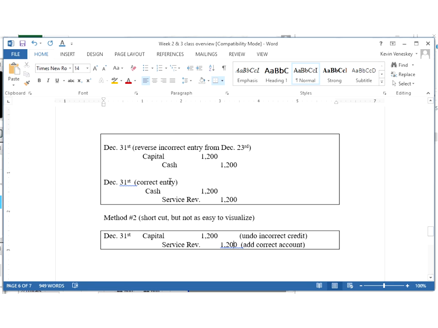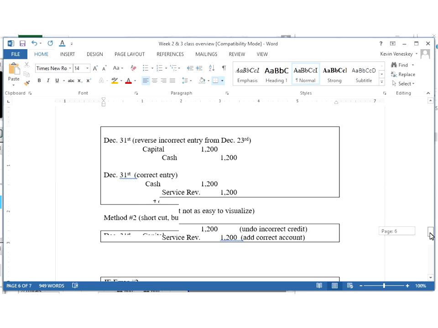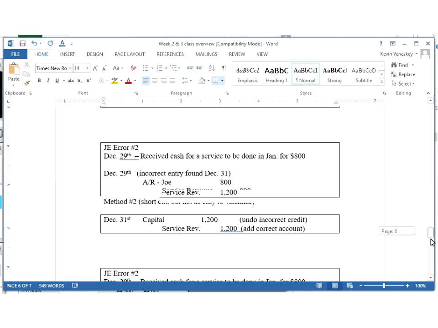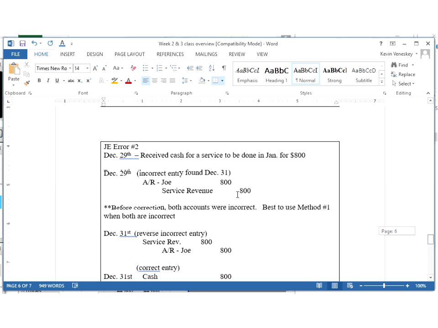So that's kind of the easier method. It has a little bit of extra work, but possibly it's the one that can be understood a lot easier. This one just gets you there to the final answer a little quicker. Now, in my second example, this one, both of the accounts are wrong.